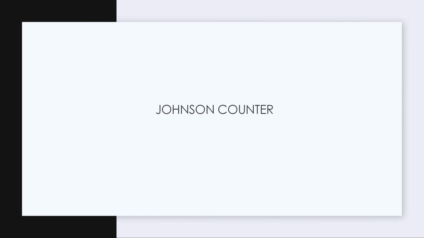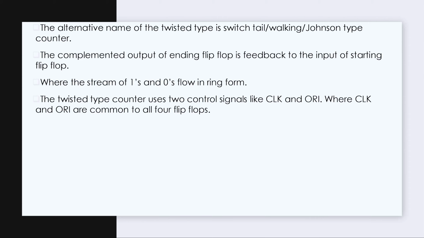Now we'll see about Johnson counter. The alternative names of twisted type are switch tail, walking or Johnson type counter. The complemented output of the ending flip-flop is fed back to the input of the starting flip-flop, where the stream of ones and zeros flows in ring form. The twisted type counter uses two control signals, CLK and RST, which are common to all four flip-flops. We'll move on to the next slide.